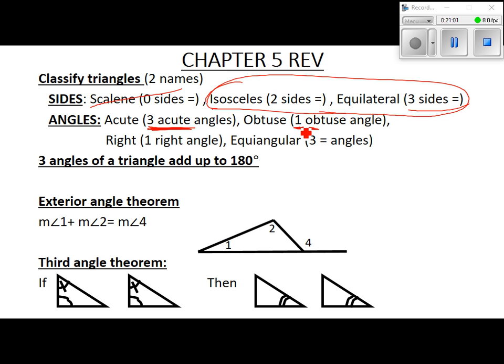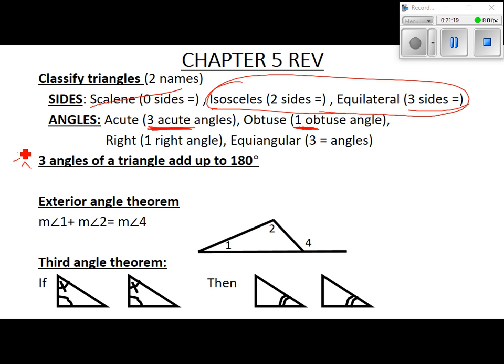How many right angles are in a right triangle? One. No more than that. Can't have any more than that. Equiangular. If a triangle is equiangular, all three angles are congruent or equal. If it's equiangular, then it's also equilateral.